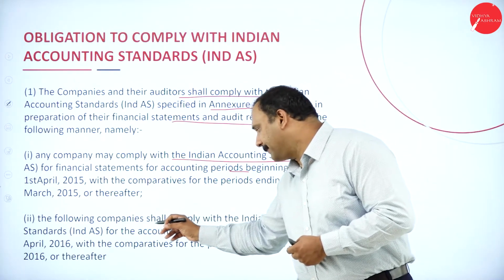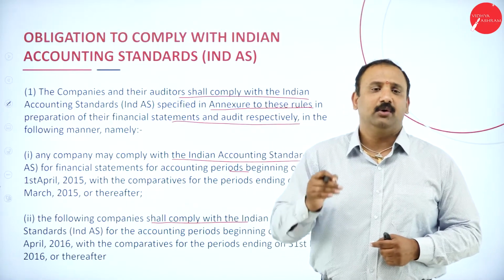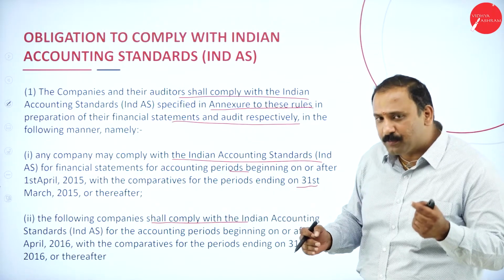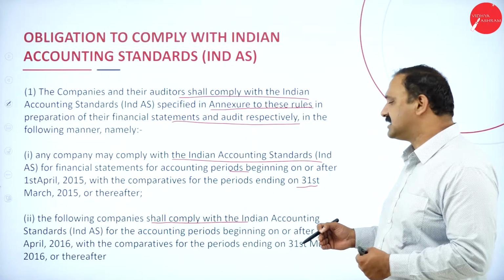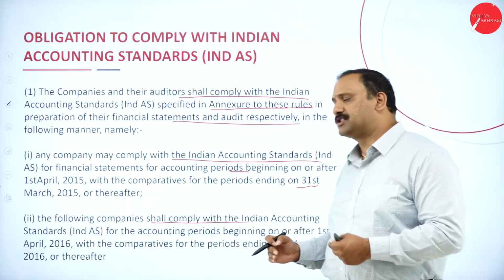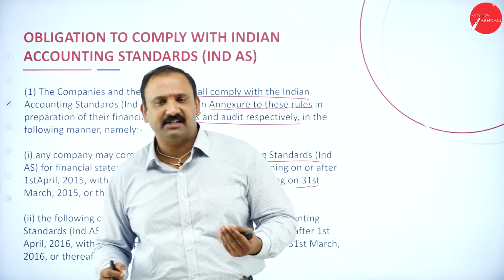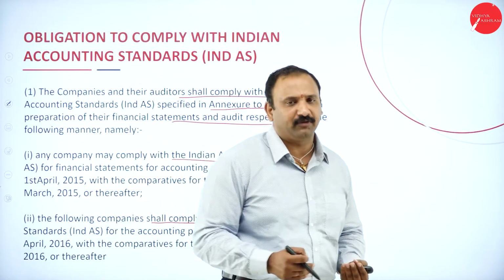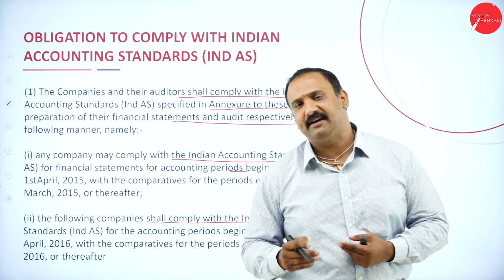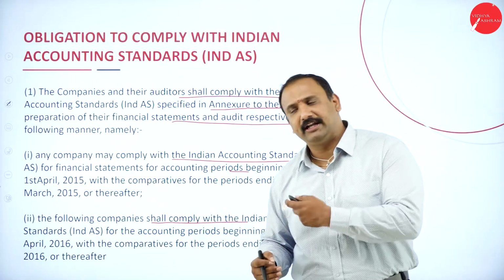The following companies shall comply with the Indian accounting standards, as mentioned in the subclasses, and they have to maintain the accounting period starting from April 1st, 2016, with the comparative periods of 31st March 2016 and thereafter. So keeping the previous year as the base year and starting from this year onwards, they have to follow this as a comparative standard and report their financial statements accordingly.